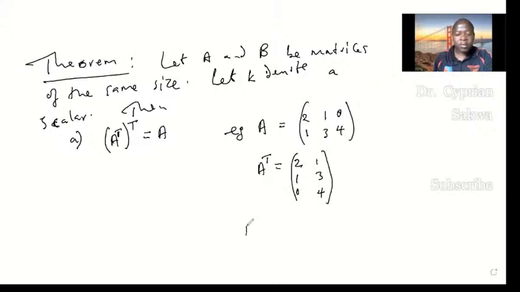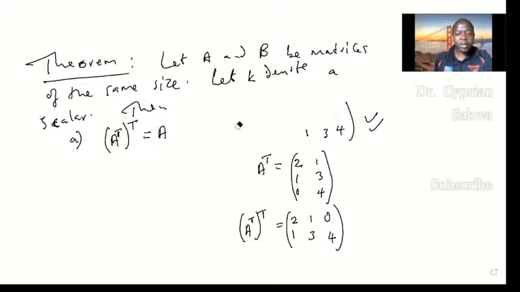What about the transpose of A transpose? So this is A transpose. The transpose of this: the first row becomes the first column, the second row becomes the second column, the third row becomes the third column. So you notice that the transpose of A transpose is A. That is what this statement says, that the transpose of A transpose will be A.